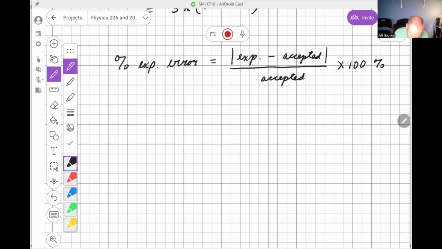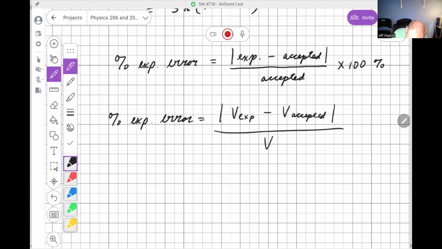So in your case, you're going to use the experimental volume. I'll just write it as VEXP minus the accepted value that I gave you, divided by the accepted value, times 100. Okay, and again, the answer will be as a percentage. And the lower the better. In this case, remember, you could actually have 0% if you got exactly the same as the accepted value.